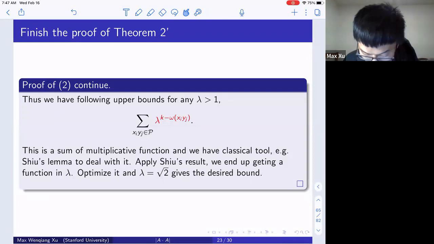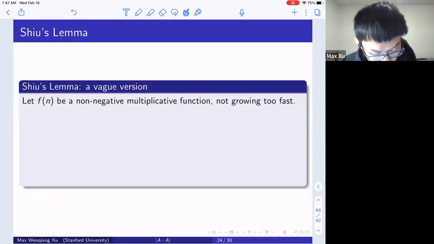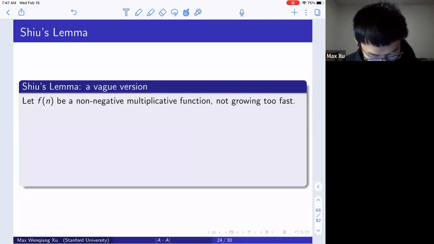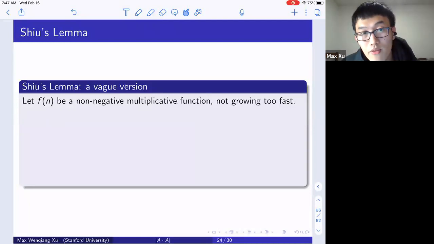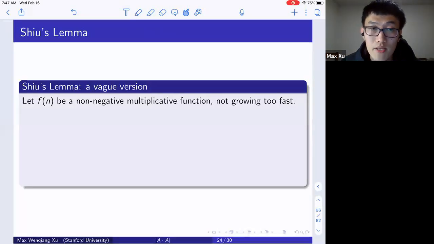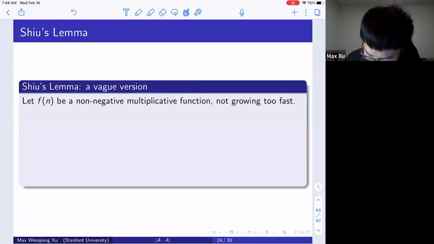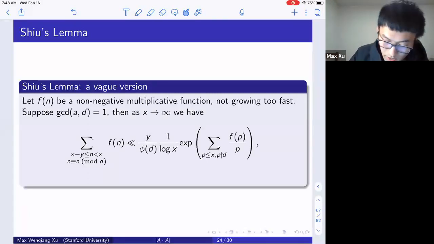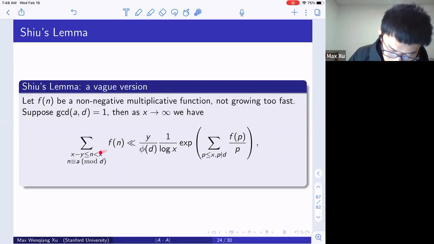So I will quickly recall Shiu's lemma. I give you a rough version first, if you haven't seen it before, and then I give a rigorous statement for reference. Let f(n) be a multiplicative function, non-negative, let's say, not growing too fast. So if we know how it grows on f(p), then we generally know how it grows on f(n). But let's say it grows not too fast. And then the sum we're interested in is f(n), where n is in an interval and also n is in the arithmetic progression. We want to understand the average of f(n).